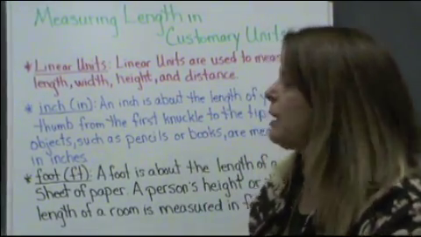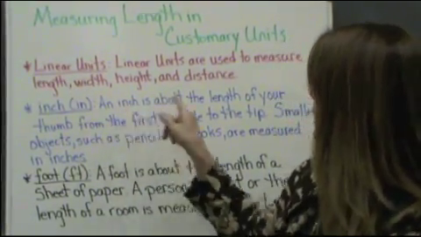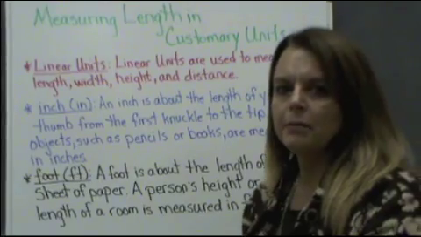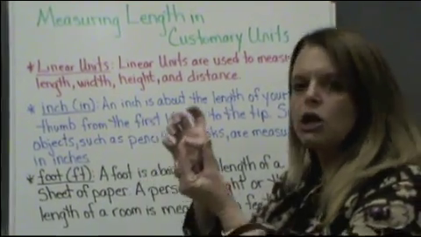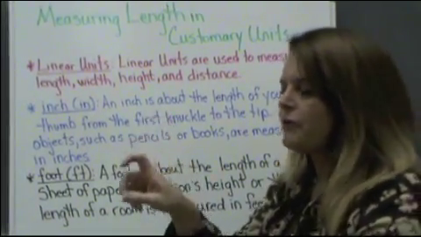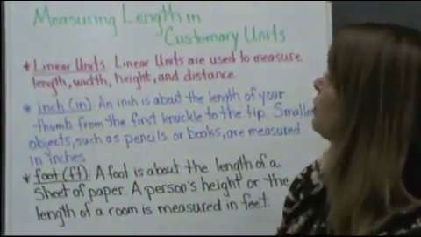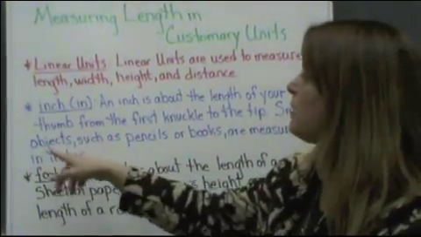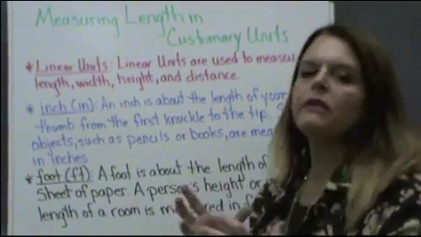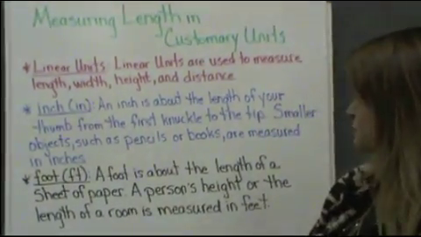The first that we're going to talk about is an inch. And this definition is important. An inch is about the length of your thumb from the first knuckle to the tip. So from here to here, that's about an inch. Another way to look at it is on your pointer finger, from there to there, that's about an inch also. We use an inch to measure smaller objects such as pencils or books. So when it's something that's smaller, it's not very big, we're going to want to use the inch.